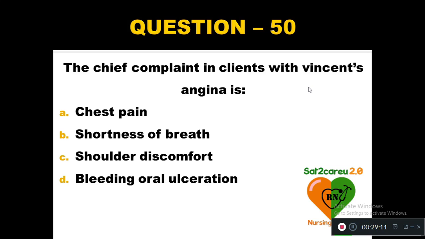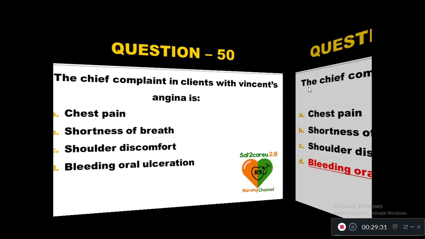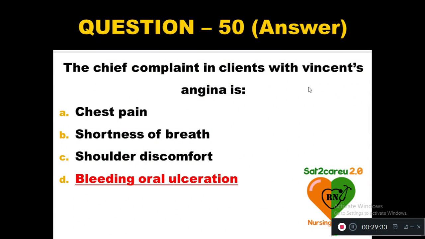Question number 50. The chief complaint in clients with Vincent's angina is option A, chest pain. B, shortness of breath. C, shoulder discomfort. D, bleeding oral ulceration. So in Vincent's angina, the chief complaint is bleeding oral ulceration.